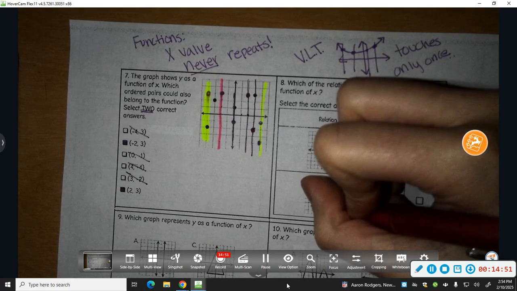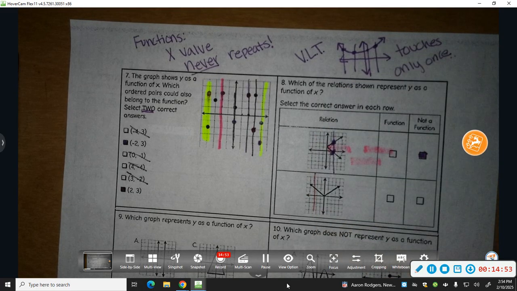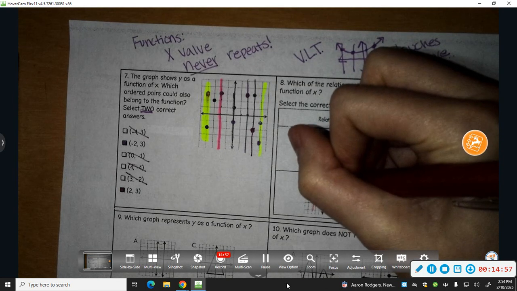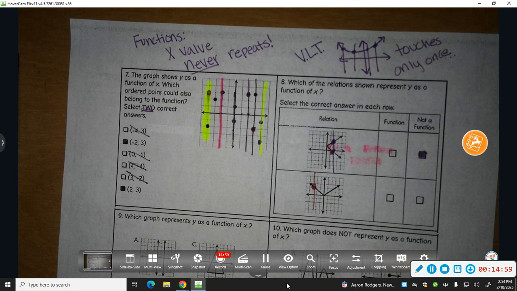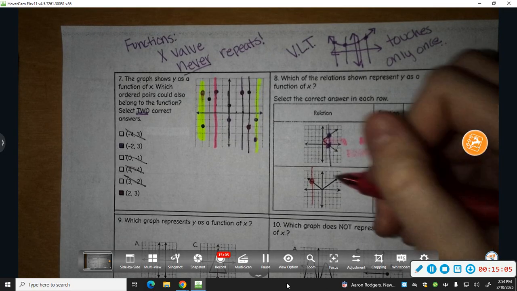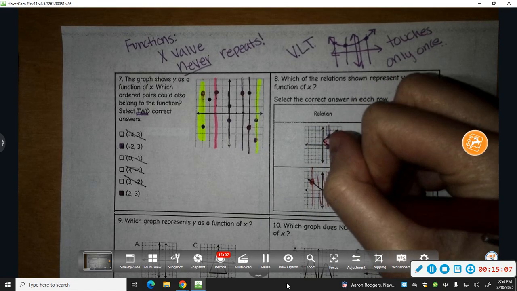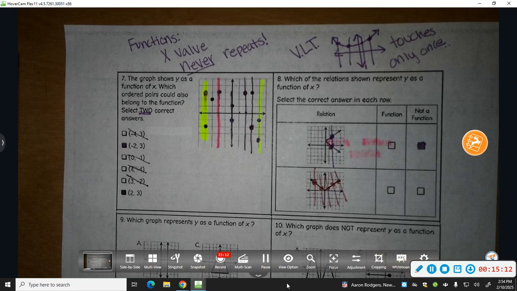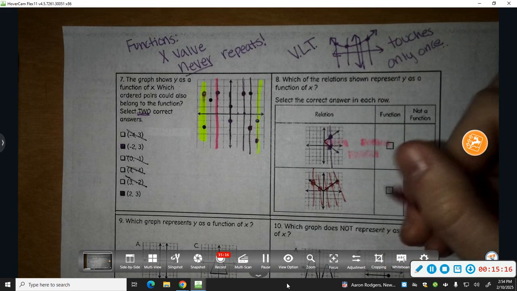On the next one, I can draw a line. This one is a vertical V. I'm going to make a dot where it touches my graph. This one only touches one time. Now I'm going to draw a couple more lines to make sure that this truly is a function. No matter where I draw a line on this image, it's only going to touch it one time. Okay? If it only touches one time, then I know it is a function.